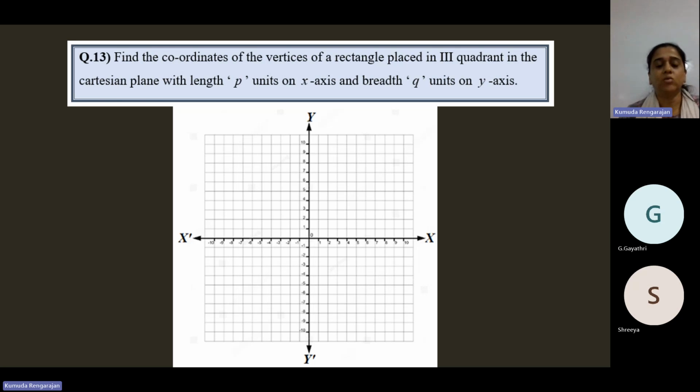Find the coordinates of the vertices of a rectangle placed in the third quadrant in the Cartesian plane with length p units on the x-axis and breadth q units on the y-axis. So the length is on the x-axis, the breadth is on the y-axis, and the rectangle is in the third quadrant.